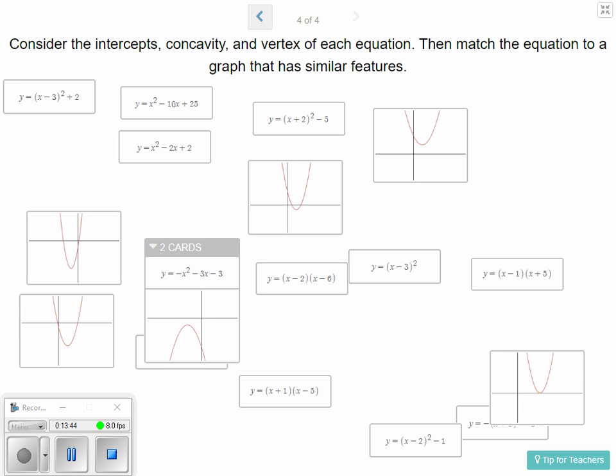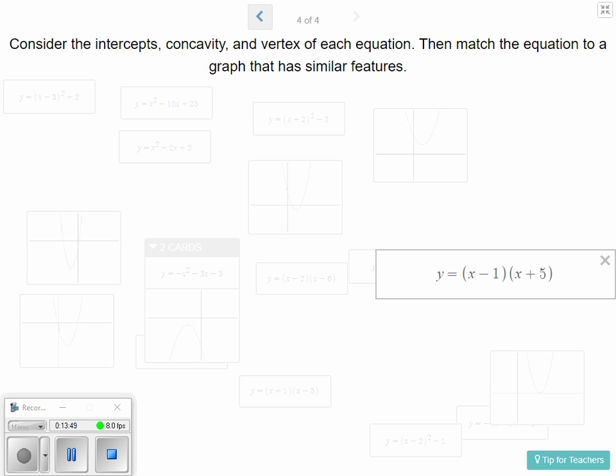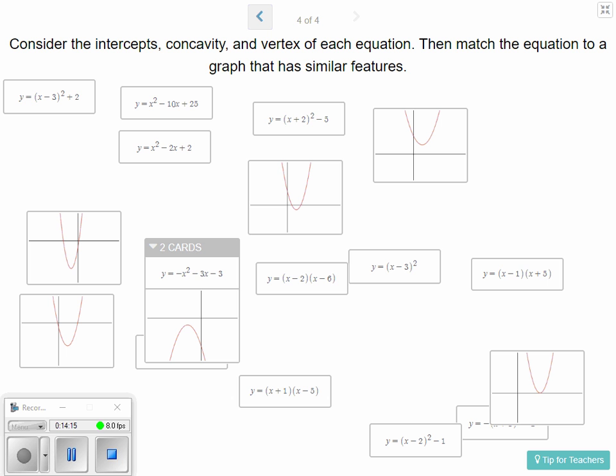All right, let's look at a factored one. How about this one here? If we have a factored form and it's y equals x minus 1 times x plus 5, what do we know about this? Our x-intercepts. So our x-intercepts, if it's in a parenthesis, do you trust the sign or not? You don't trust it, right? So if you don't trust it, that means that this is a +1 and a -5 for our x-intercepts. So now we have to look at our graphs and say, okay, which of our graphs has a +1 and a -5?